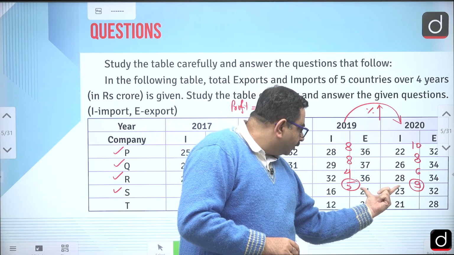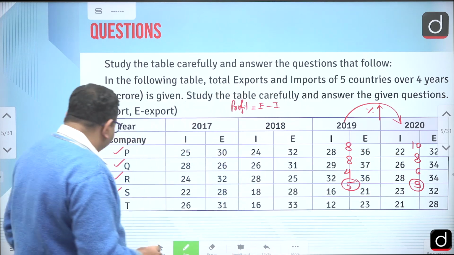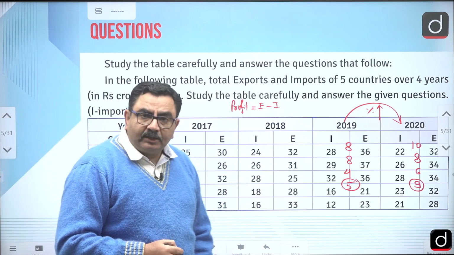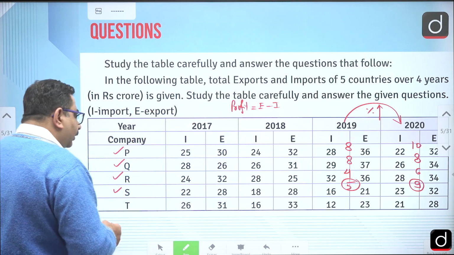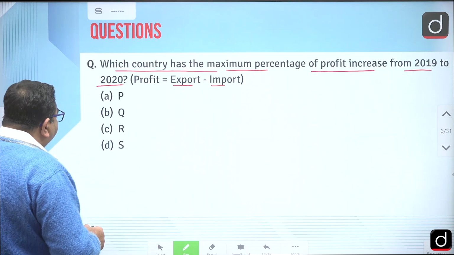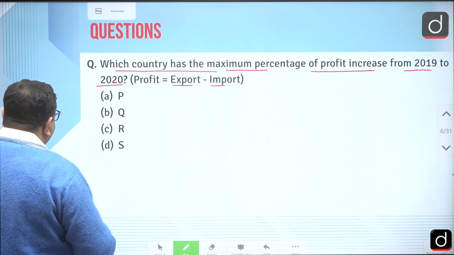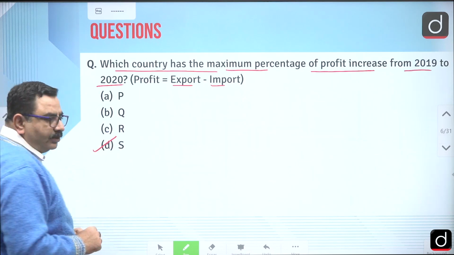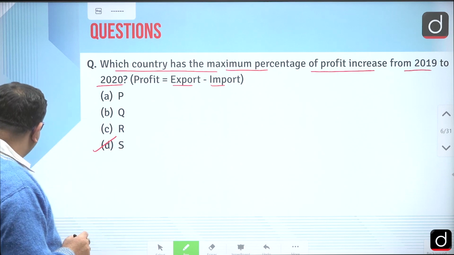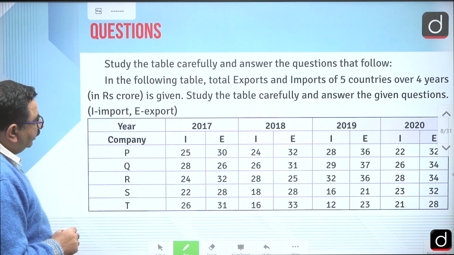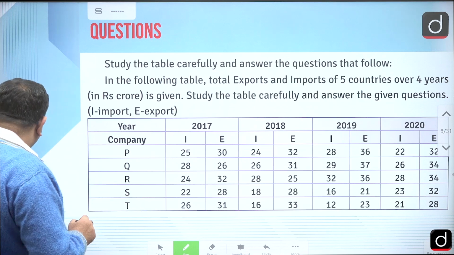So just by looking at the numbers, we can say for company S, we should be getting maximum increase in profit in terms of percentages. So from here, my answer should be company S. So D option should be the correct answer, right? Now we'll see further questions. Again, the same table is there. We'll see the questions.